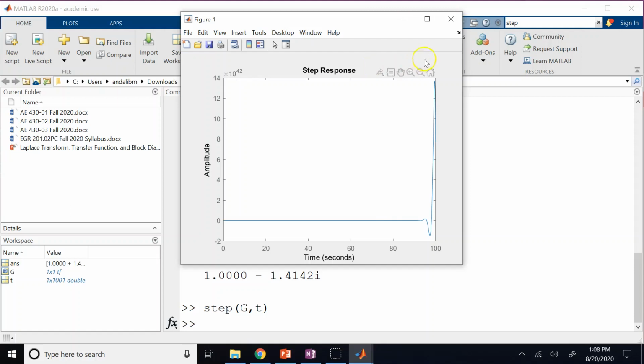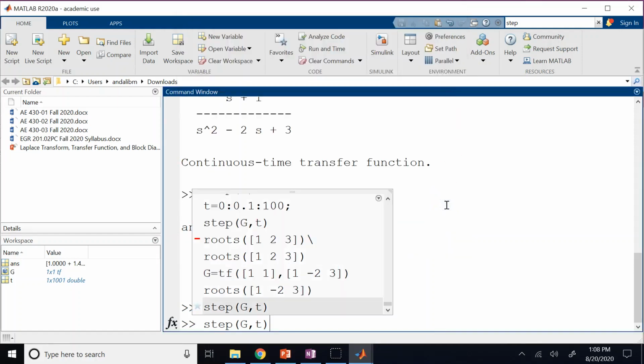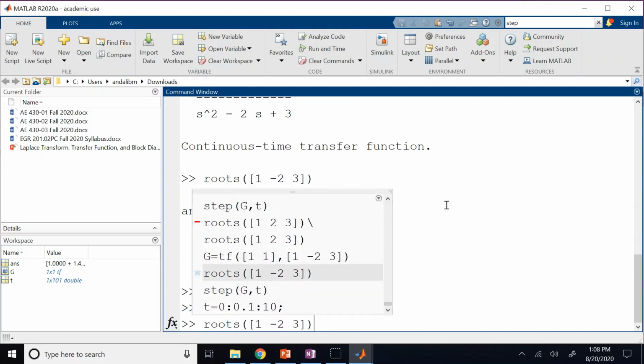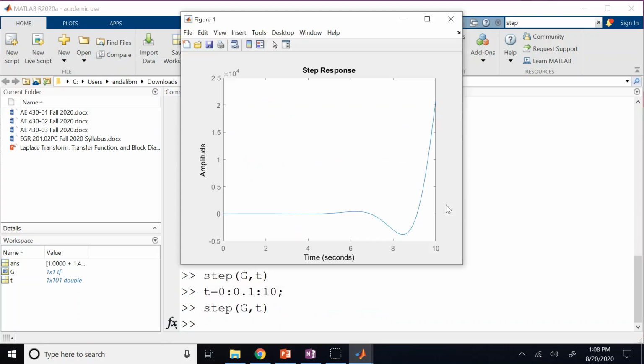It is growing unbounded. Even if I plot it for 10 seconds, you might see that as well. You don't need to go 100 seconds in this case because it is growing so badly. Look at that. Just in 10 seconds, I am at 25,000. And as time goes, this goes up, and you see at 100 seconds, it was 10 to the 42. So it is growing exponentially, and ultimately unbounded, goes to infinity.